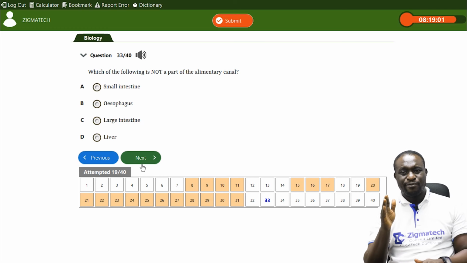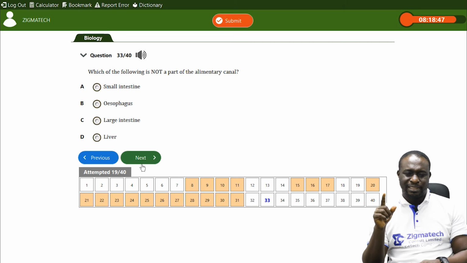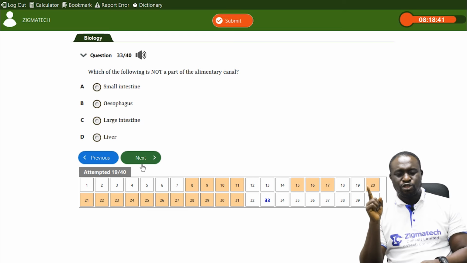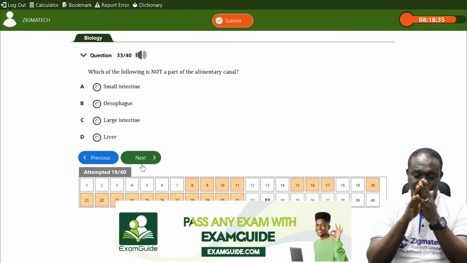Now, actually, if you look at the question there, the alimentary canal for a particular organism wasn't mentioned. The question is just which of the following is not a part of the alimentary canal. Now, option A is small intestine. The small intestine, please note, is a part of the alimentary canal. If I may mention the alimentary canal of man.